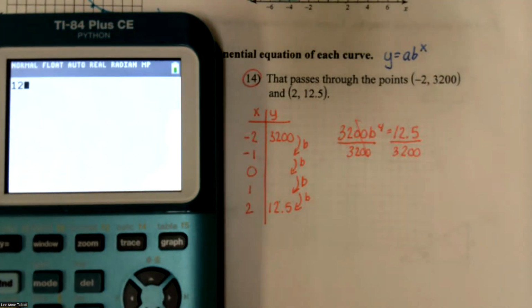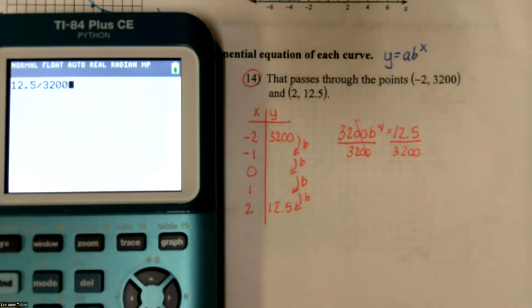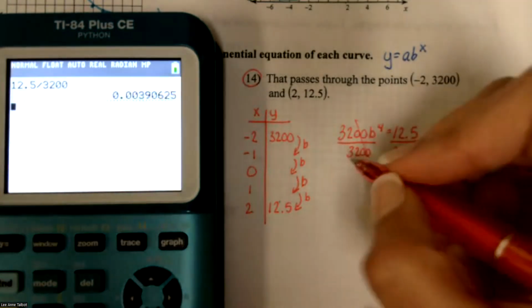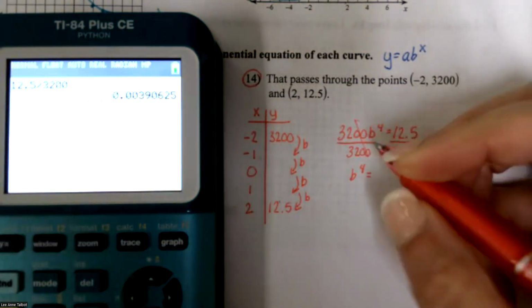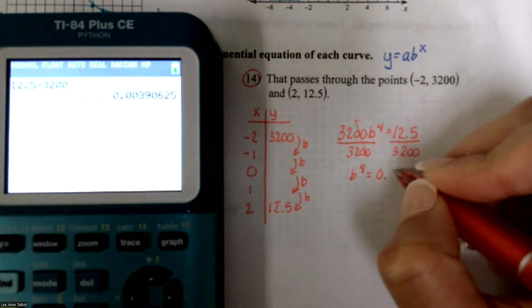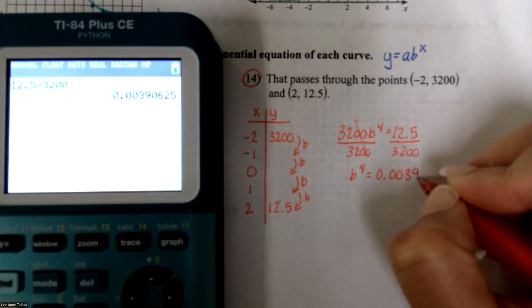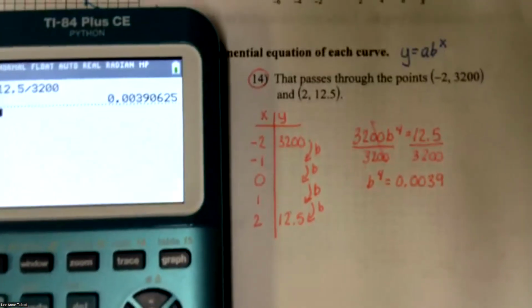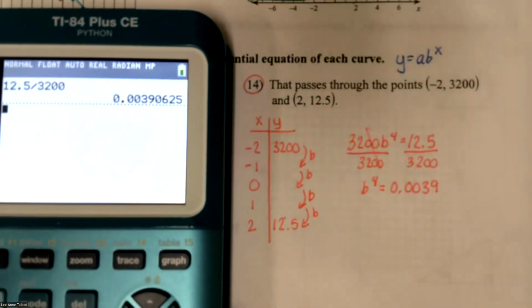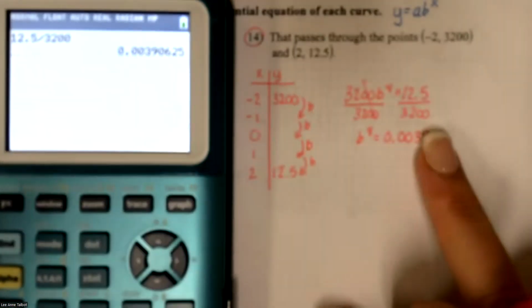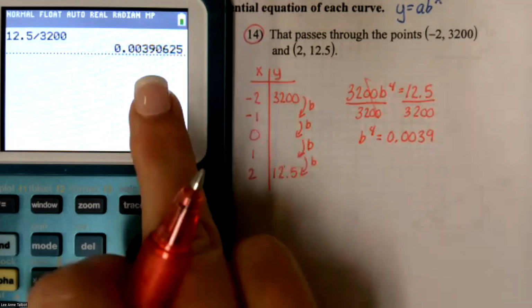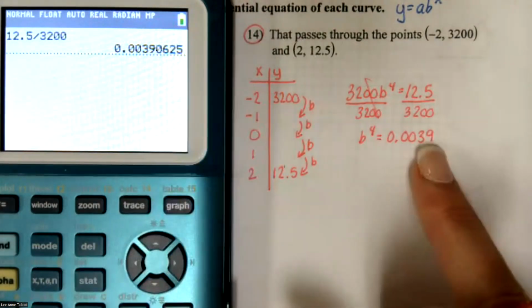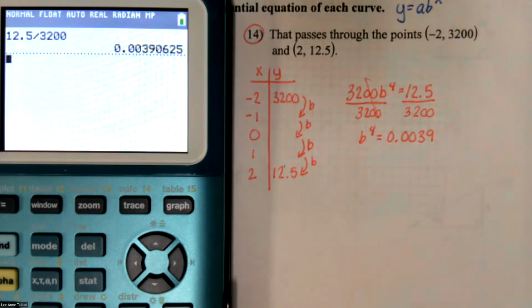Okay. 12.5 divided by 3,200. Okay, now I highly suggest that you can round this decimal on your paper. Do not round it in the calculator. You can round it on your paper, but don't round it in the calculator. The reason is because it'll come out evenly if you don't round it. So this is what I suggest we do.